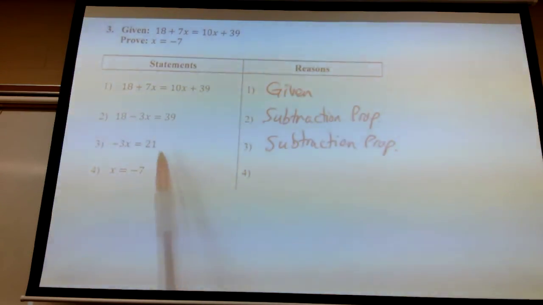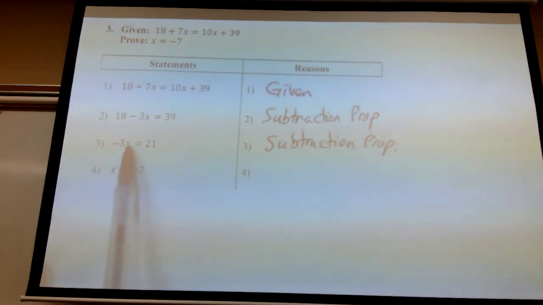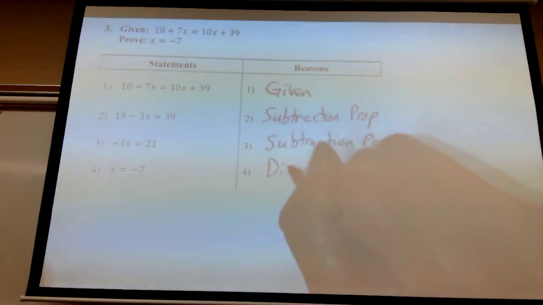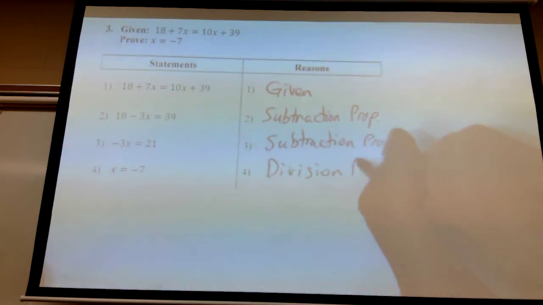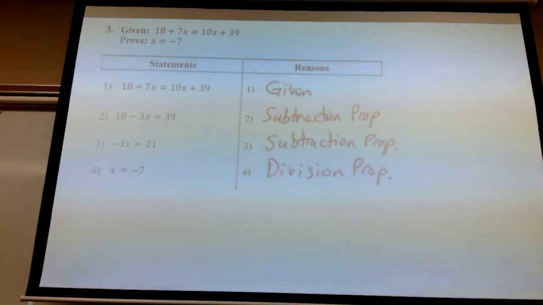And then from step 3 to step 4, negative 3x on the left became an x, 21 on the right became a negative 7. From step 3 to step 4, we divide both sides by negative 3. The division property allows us to do that. Step 4 would be the division property. So in each of these steps, you're just looking to see what we did from the previous step to get to the current step. And then you put your reason in next to it.